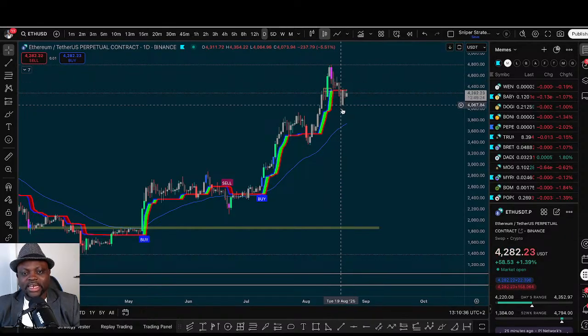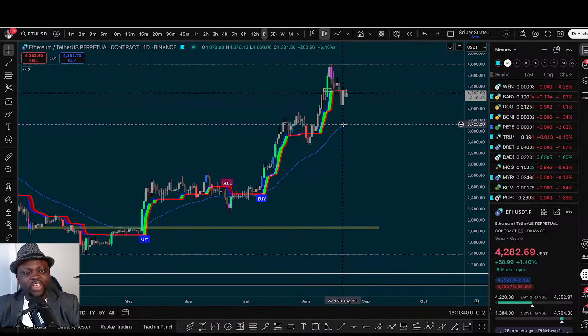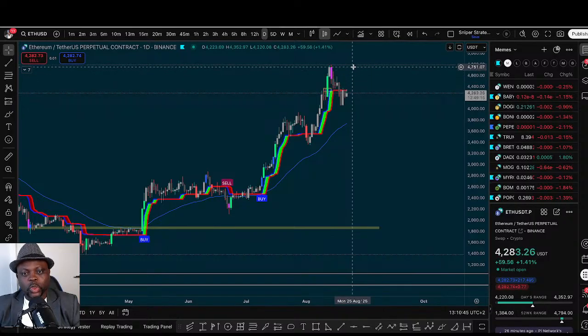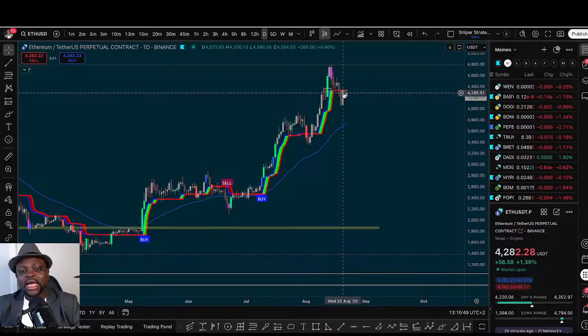We haven't seen price come down to kiss this moving average. Yeah, this is the 50-day moving average. So whatever price is doing, before price goes to make the next high on the daily time frame, I think price has to at least kiss this 50-day moving average on the daily time frame.